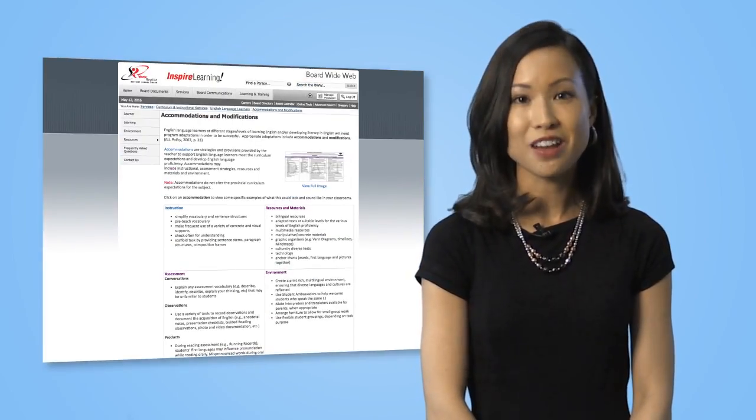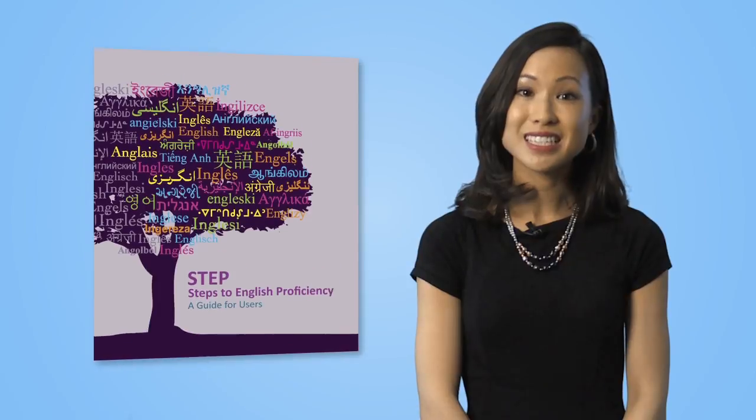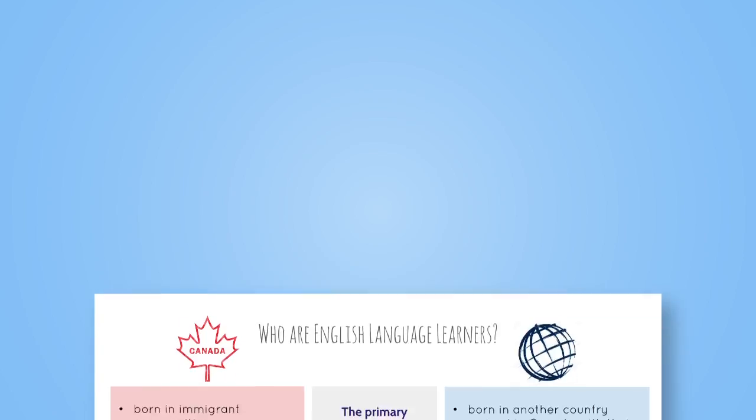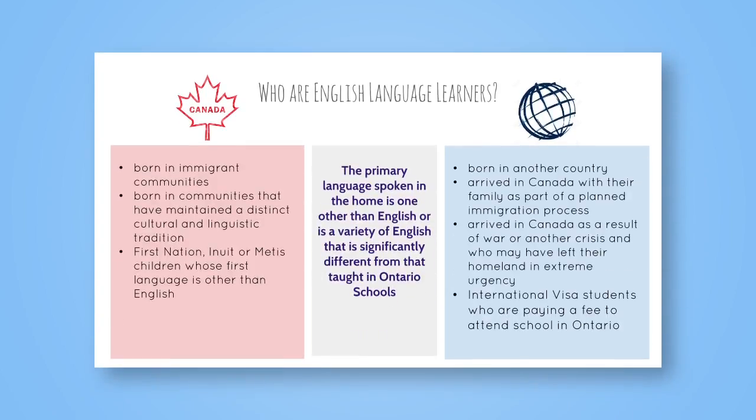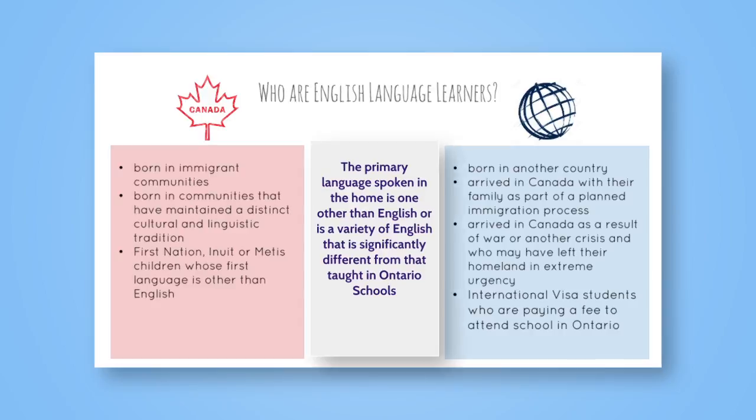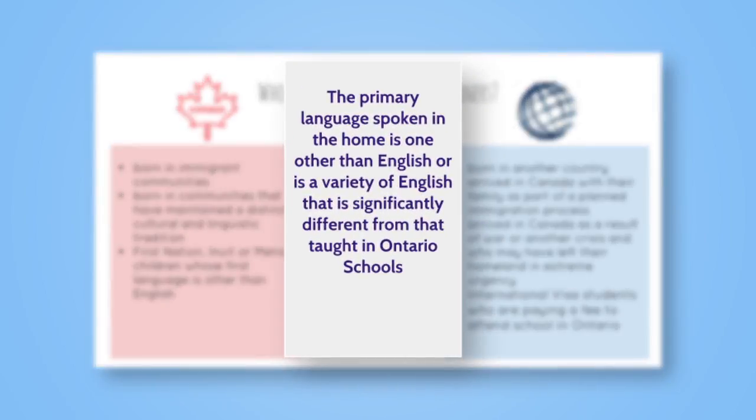Teachers can access planning supports for the provision of accommodations from the ELL page on the BWW and within the STEP document. It is important to note that a student is considered an English language learner if their first language is not English or is a variety of English that is significantly different from the variety used for instruction, and they require focused educational supports to assist them in attaining proficiency in English.